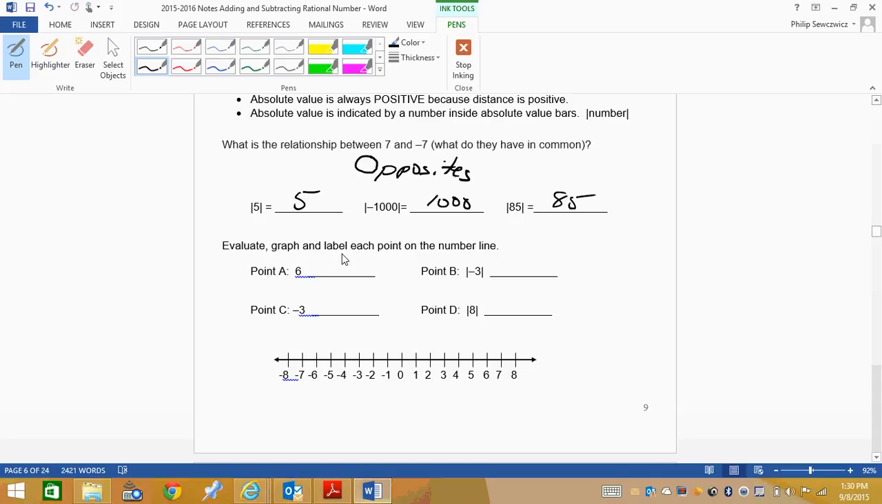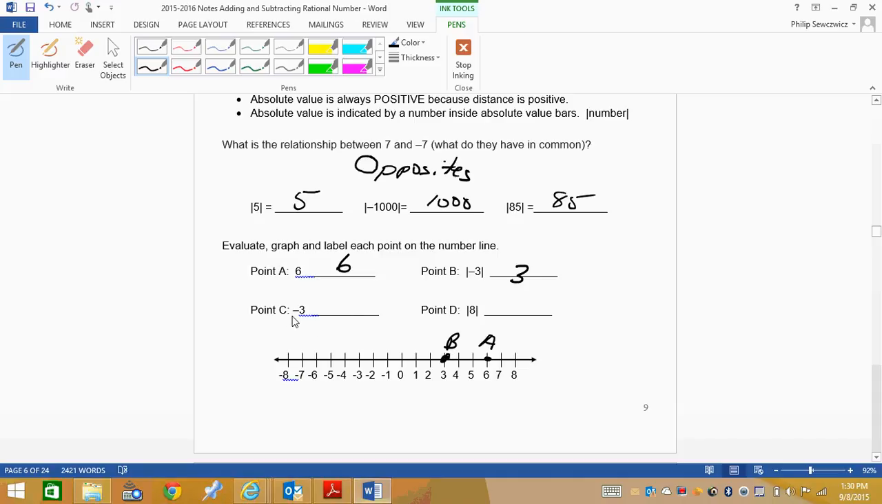So here we go. Evaluate, graph, and label each point on the number line. So point A is going to be a 6. So we're going to go find 6. And guess what we're going to do? We're going to put the letter A right above it. Yes. When we plot points, letters there, we do put them right above it. Point B, all right, the absolute value of negative 3 is 3. So we're going to graph 3. So B would be right there.